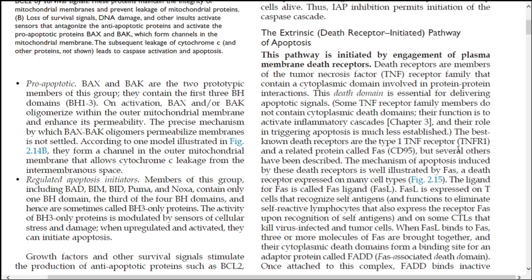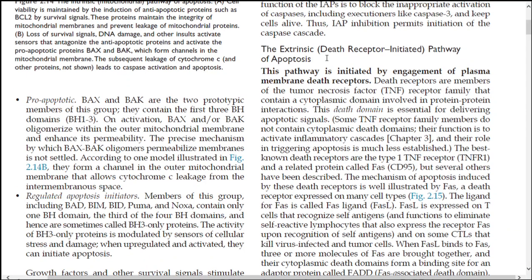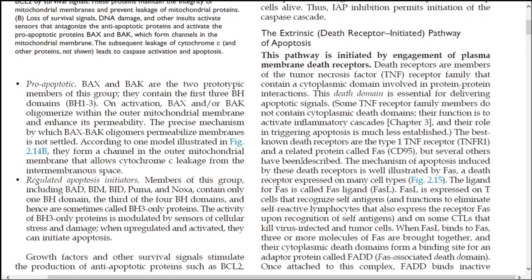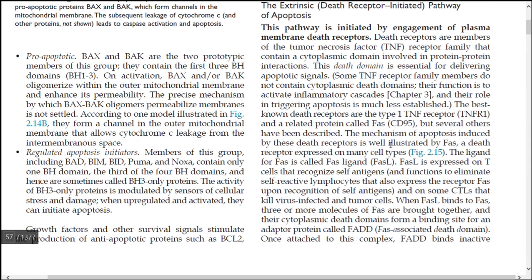So this is given in detail, but what we want to remember is plasma membrane death receptor engagement. Activation of plasma membrane bound death receptors is the main event in extrinsic apoptosis. That you have to remember. So the best known death receptors are type 1 TNF receptor, TNFR1, tumor necrosis factor receptor 1, and the related protein called FAS, CD95. Okay, so it's an example of a death receptor.